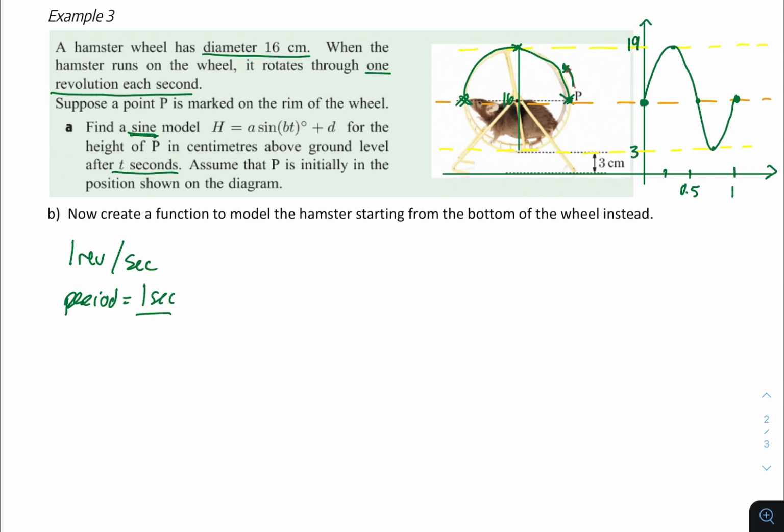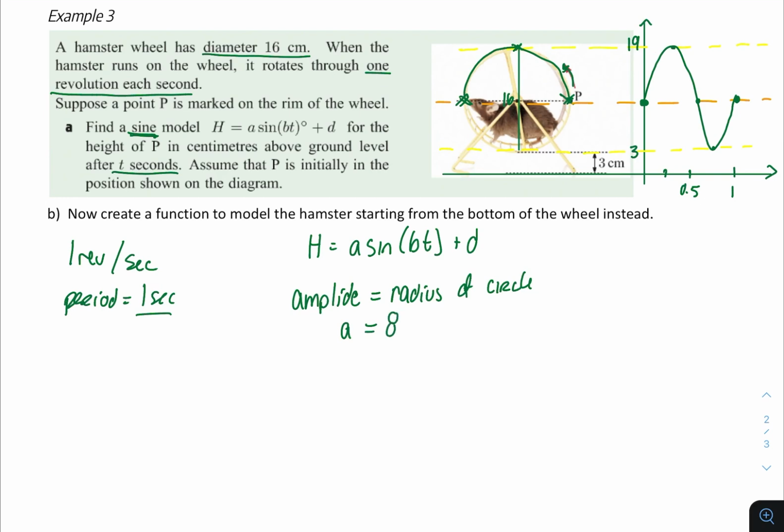So now that I have a graph, I can then write the equation of this. So we're going to have H is equal to A sine of B times T plus D. So let's talk about the amplitude. The amplitude, when you're dealing with these circular motion questions, is always equal to the radius of our circle, right? So if we know that the diameter is 16, that means that the radius is 8. And in fact, from our maximum to our principal axis, we see that it does make sense for this to be the radius. So my amplitude is going to be 8.